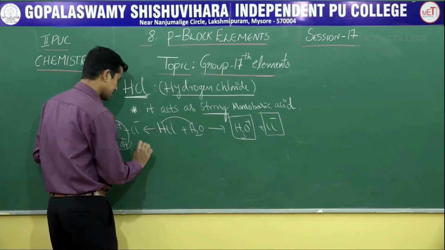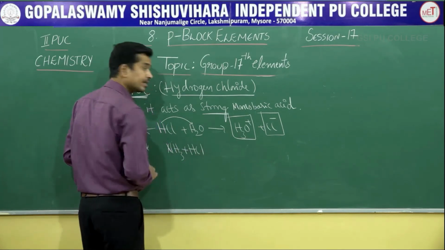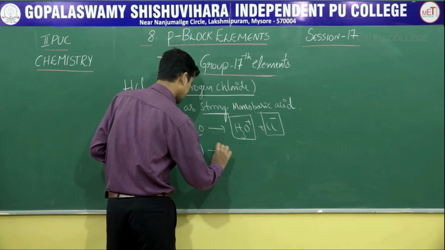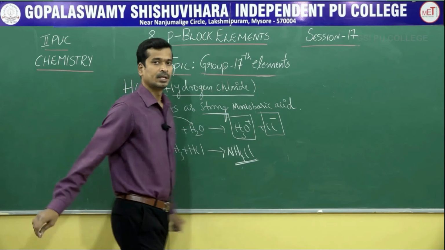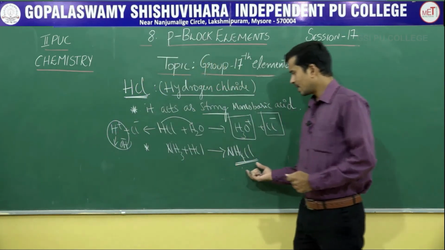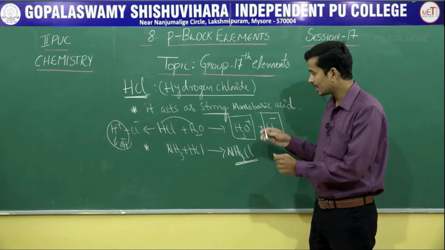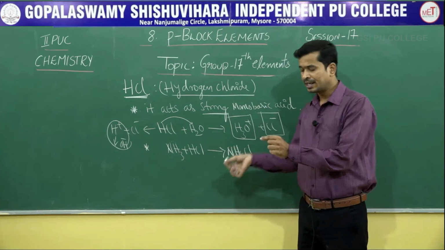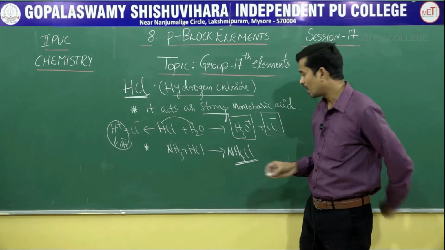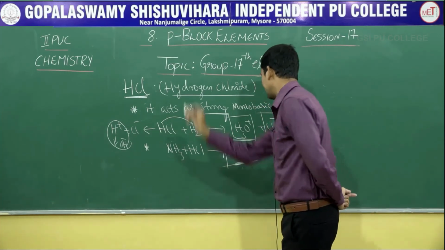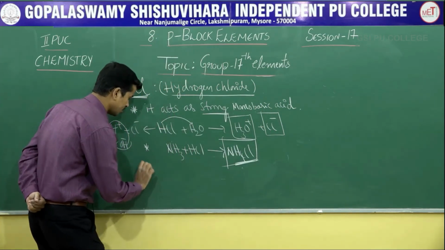Next, HCl reacts with ammonia NH3 to give dense white fumes of ammonium chloride. If you observe this in the lab, in the analysis of zero group basic radical, a glass rod dipped in concentrated HCl is introduced near the mouth of a test tube, and dense white fumes are evolved due to the formation of NH4Cl. Clear?